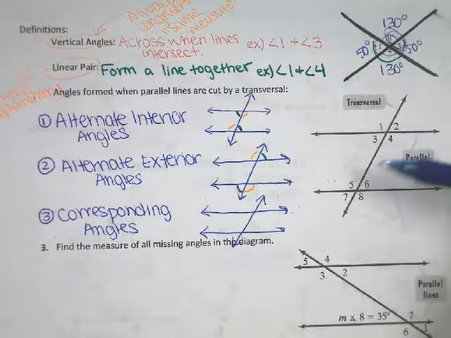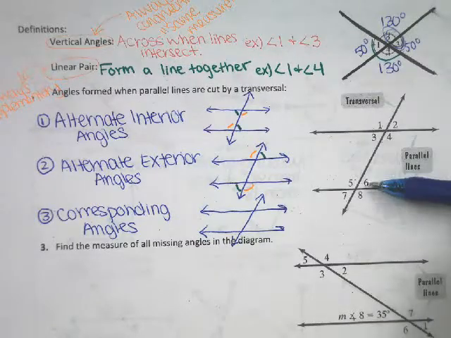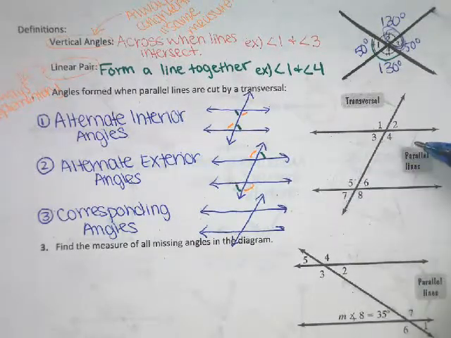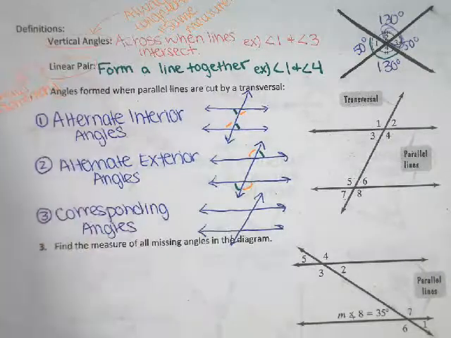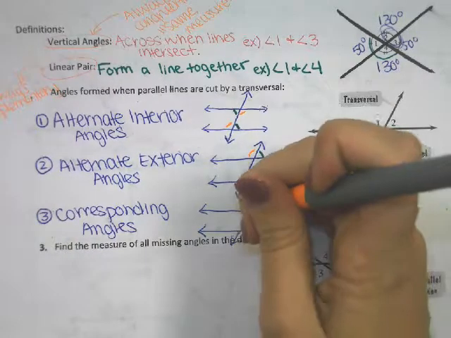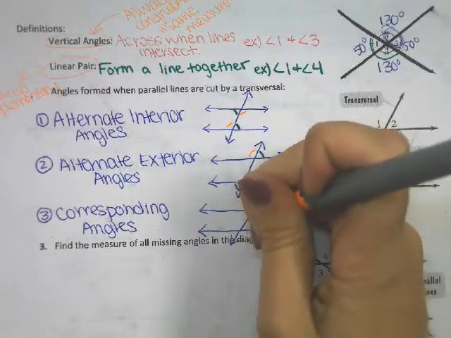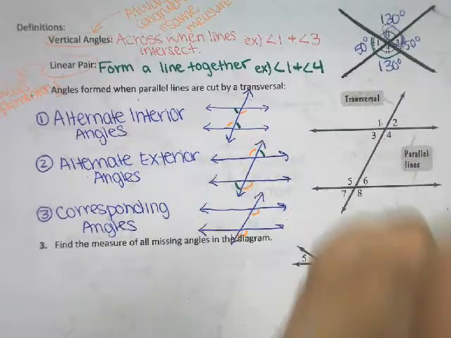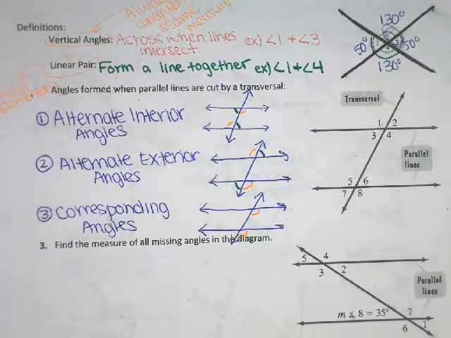So 1 and 5 are corresponding. 2 and 6 are corresponding. 3 and 7 and 4 and 8 are pairs of corresponding angles. So if I just pick out, maybe I'll just pick out 1. So this one and this one are corresponding angles. They're in the same location.